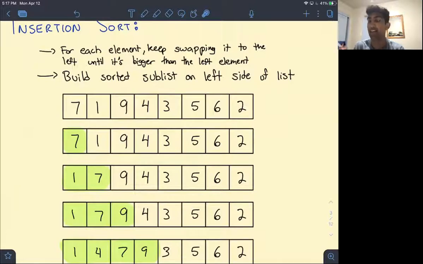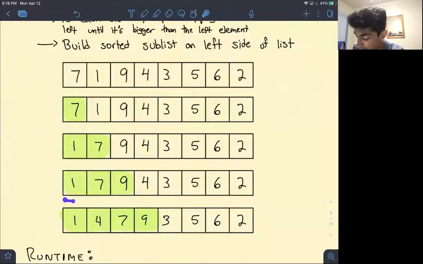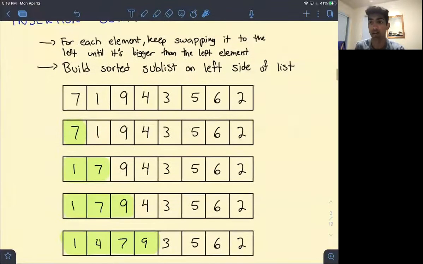In essence, what we do in an insertion sort is we build a sorted sublist from the left-hand side. And eventually, this sorted subarray will encompass the entire array. So let's walk through a quick example on the following array.